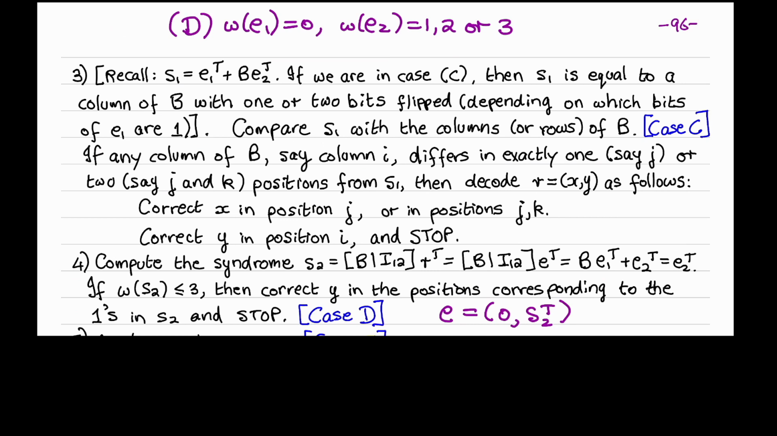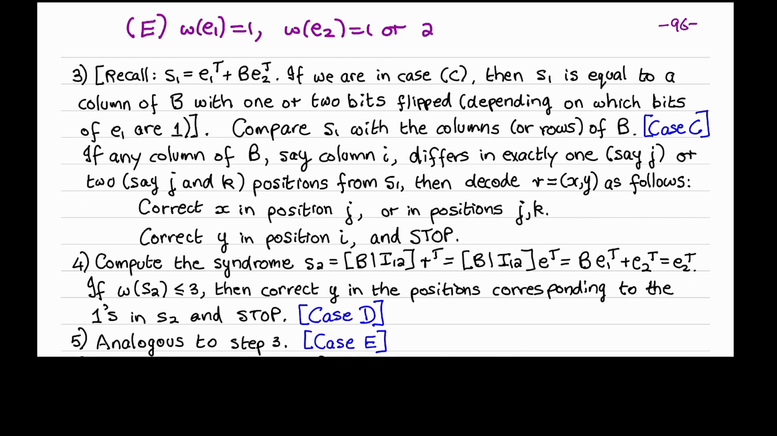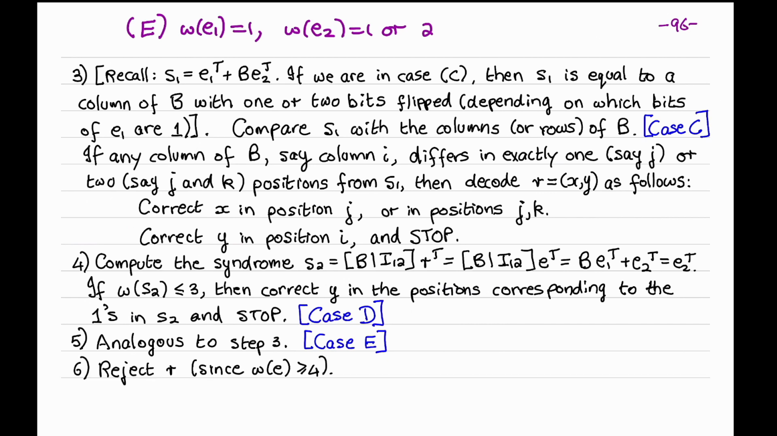This means that we will make the correct decision in step 4, provided that the error vector is of type D. Step 5 handles error vectors of type E. This step is analogous to step 3, but it uses the syndrome S2 instead of the syndrome S1. If the algorithm hasn't terminated in steps 1, 2, 3, 4, or 5, this means that the error vector has weight greater than 3. And so we reject the received word R and stop.